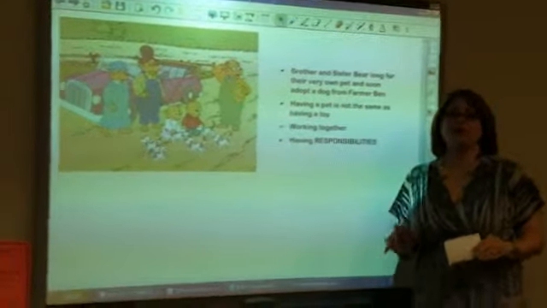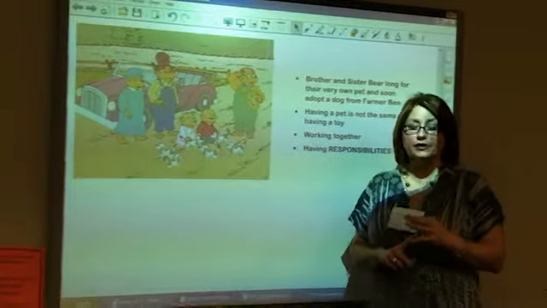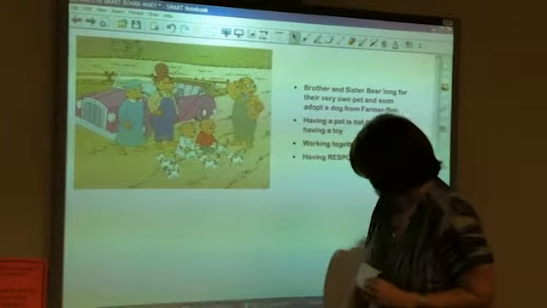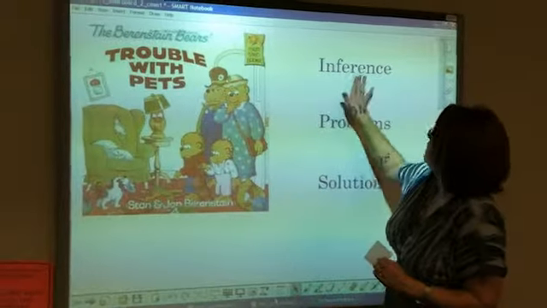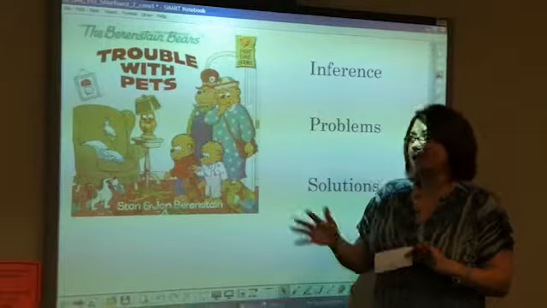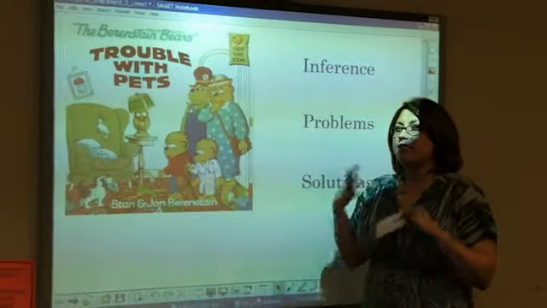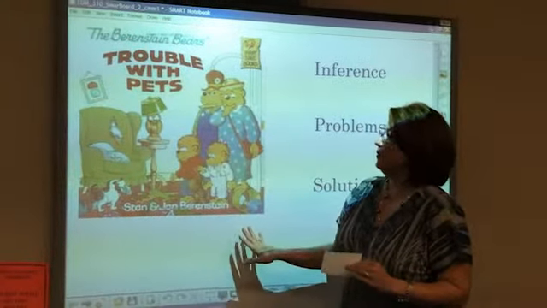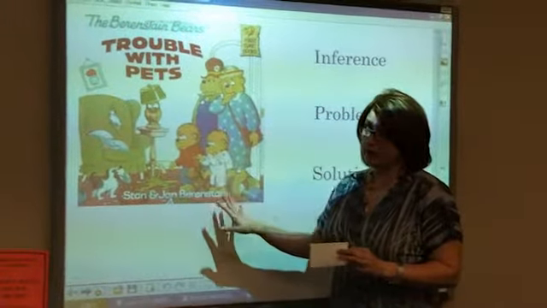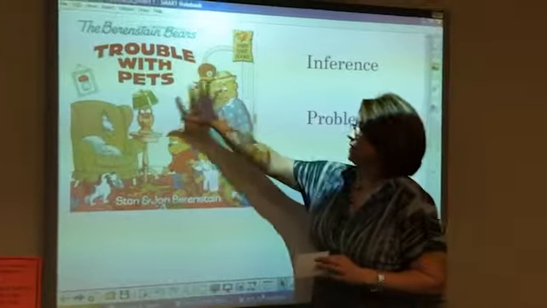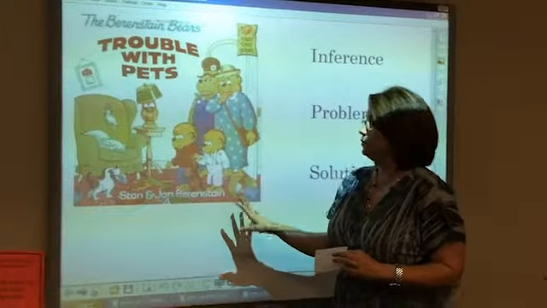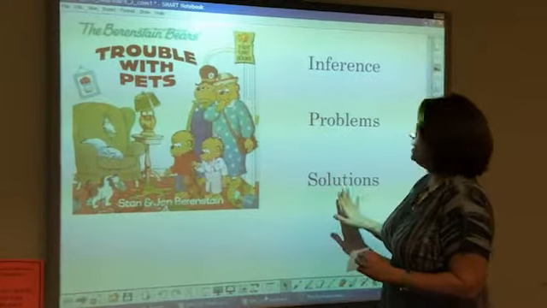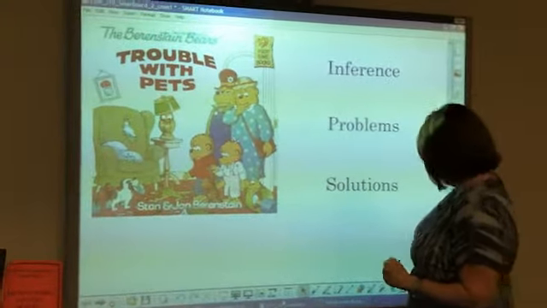Now that we've learned the important elements of character, setting, and plot, we're going to learn a new word, which is inference. Inference means gathering clues and figuring something out. So by looking at the picture on the cover of the book, we can see things aren't going very well. So we can take these picture clues and infer what our problem is and what some possible solutions may be.